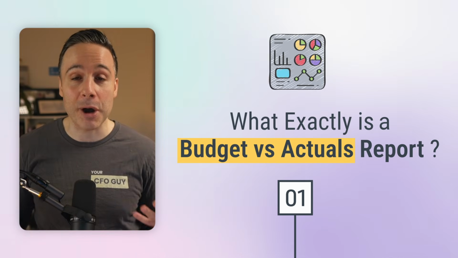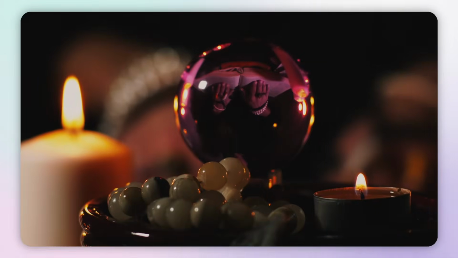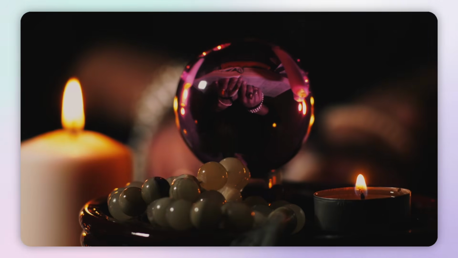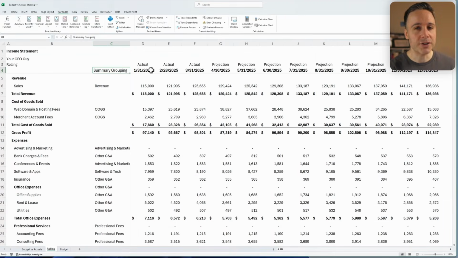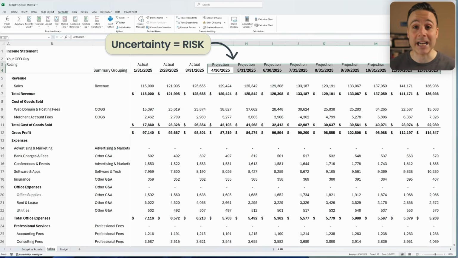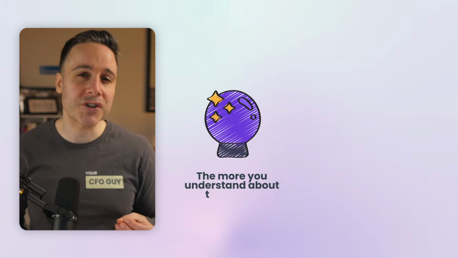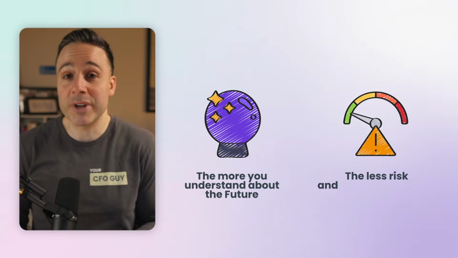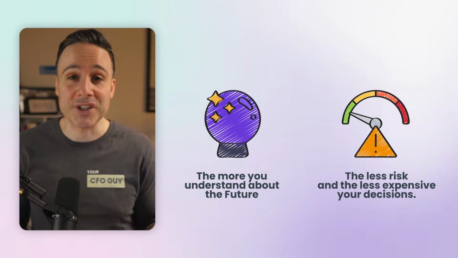So let's get started first with what exactly is a budget versus actuals report. What if I could provide you with a crystal ball that showed you what the future was going to look like? How much would you pay for it? My bet is a lot. See, the uncertainty of the future creates a lot of risk, and that risk can be really expensive. So the more you understand about the future, the less risk and the less expensive your decisions. And that's exactly what a budget versus actuals is.